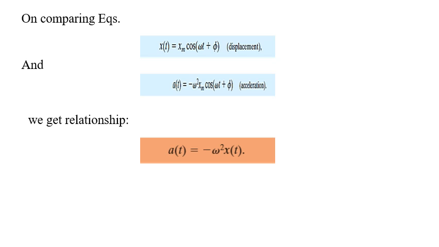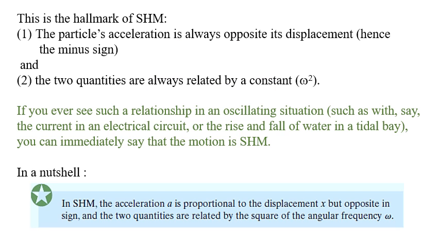On comparing the equations of displacement and acceleration, you get the relation acceleration equals minus omega square times displacement. In a nutshell, you can say that the acceleration a is proportional to the displacement x but opposite in sign, and the two quantities are related by the square of the angular frequency omega.